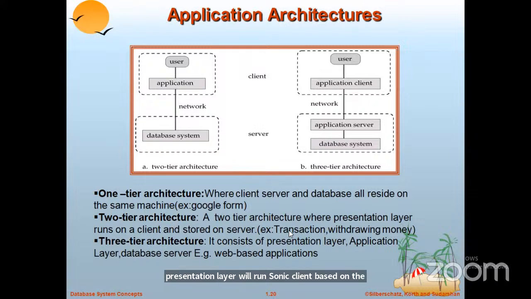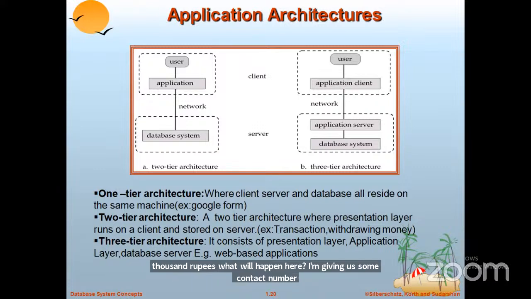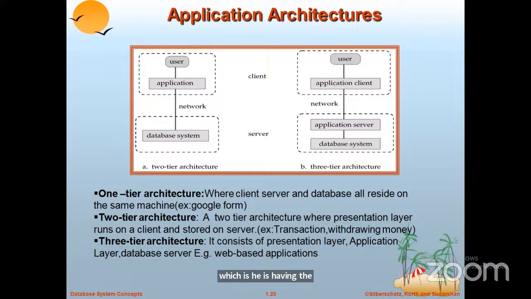Example, transaction. Nowadays with PhonePe and Google Pay, all the transactions we are doing, right? If I am transferring an amount from A to B, or to some person, some 1,000 rupees, what will happen? Here I'm giving a contact number, and only if he is having the same contact number will the transaction be done successfully. Otherwise, what will happen? It is going to fail. Yes or no? And withdrawing money also. Whatever the correct, accurate information, authentication is there, then only can we withdraw the money. Otherwise, we won't, right?